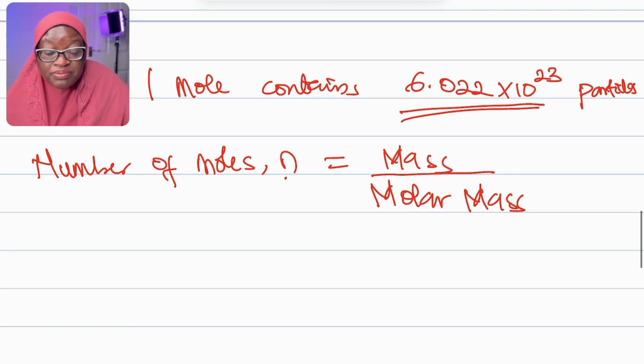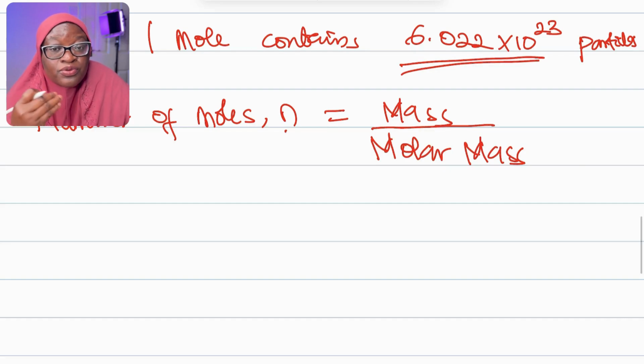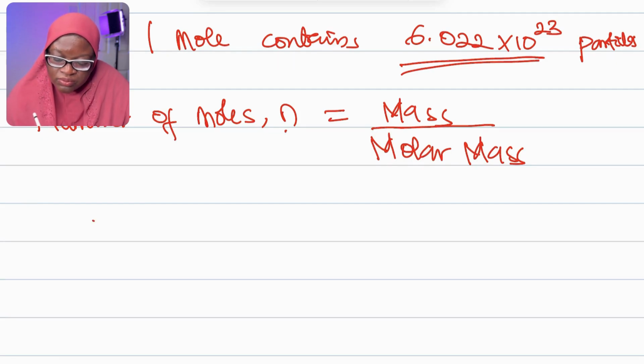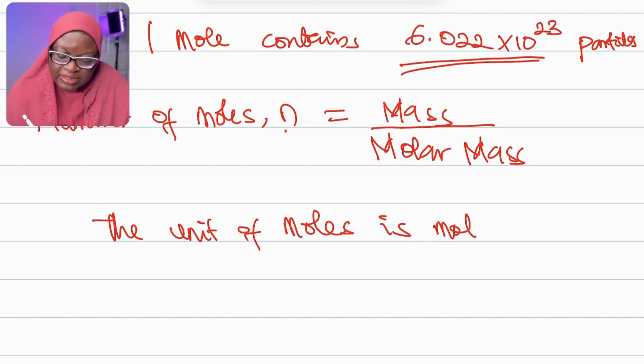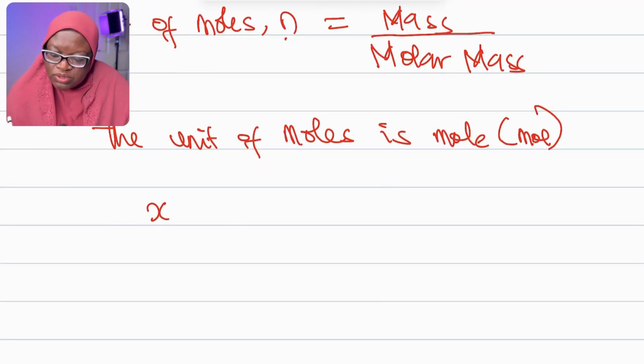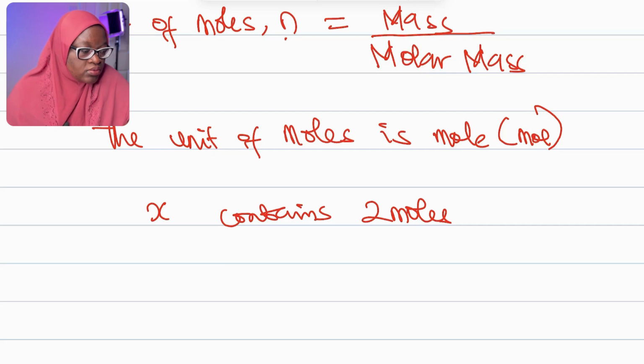Like every scientific concept, unit is very, very important. If you write a numerical value, do any calculation without the appropriate unit, that is not correct. What is the unit of moles? The unit of mole is mole. So we write it as 1 mole. So if I want to write X contains 2 moles, 2 mole. Okay?